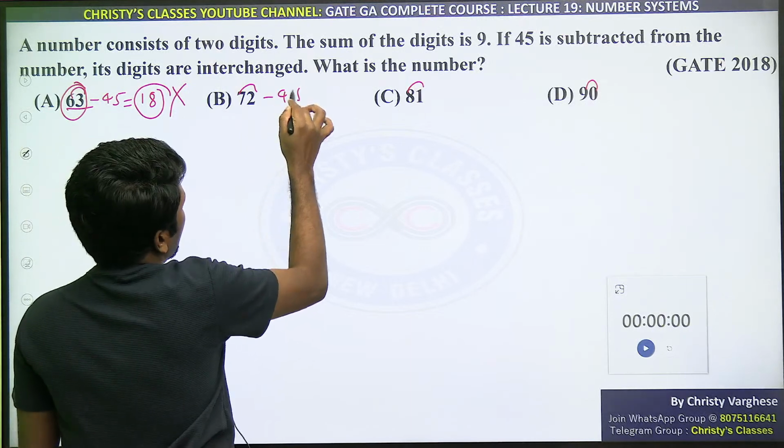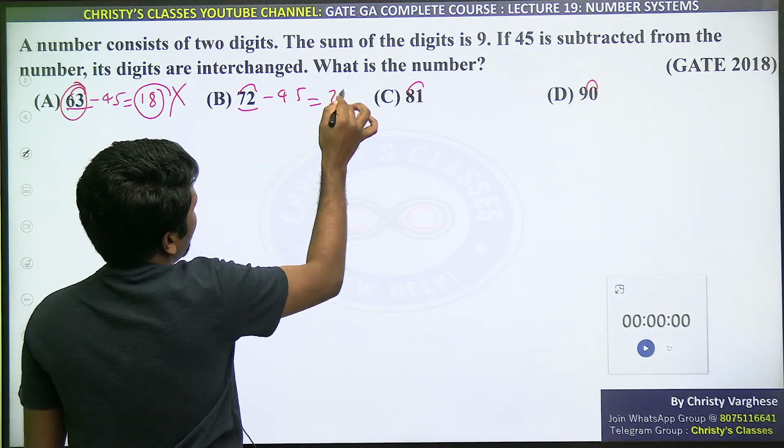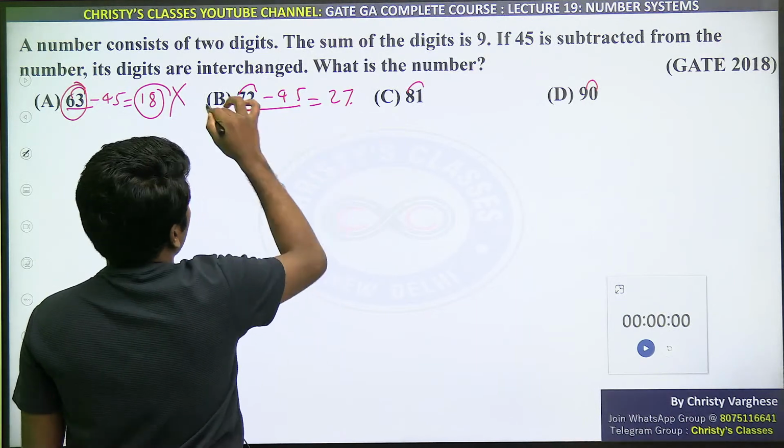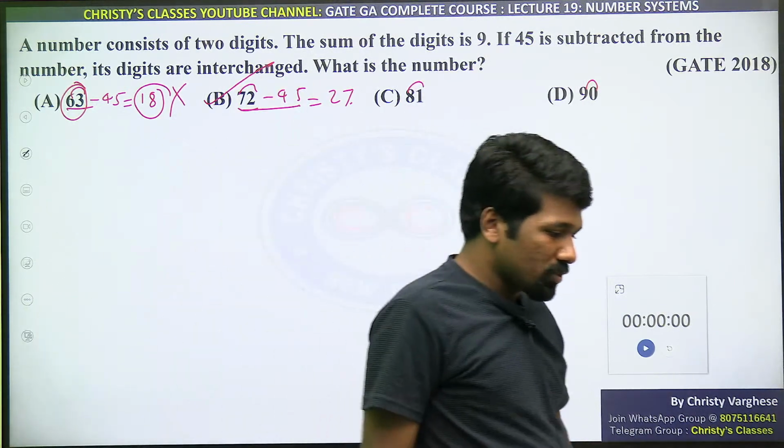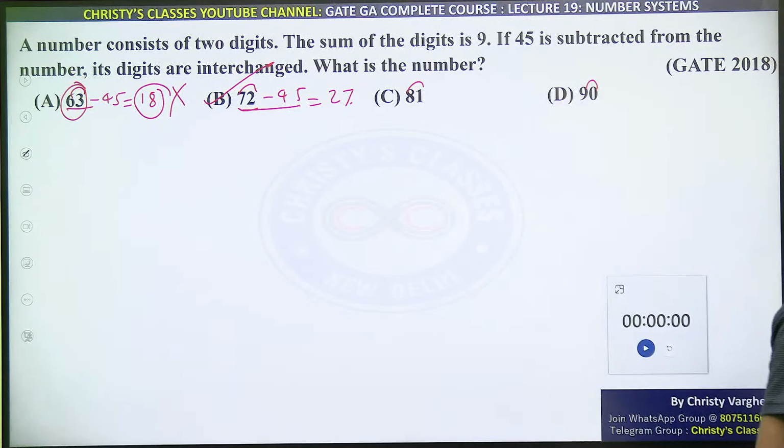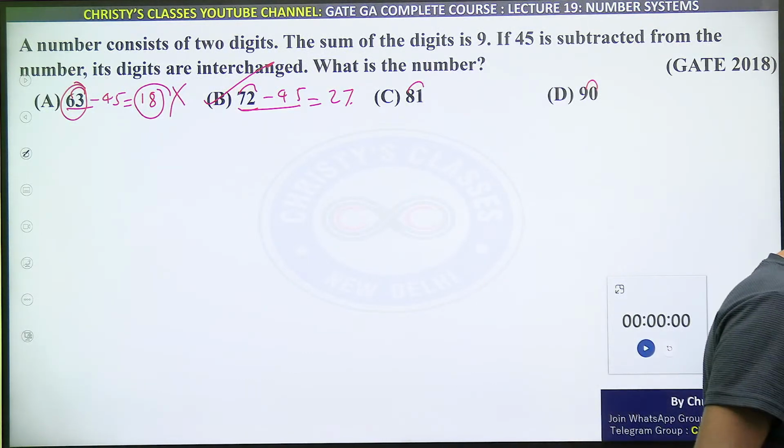72 minus 45, we get 27. Is the reverse of 72 equal to 27? Yes, you are getting 27. That finishes the question. So the better method was the elimination method itself. I hope all of you understood this. Please respond. Is it clear or not?